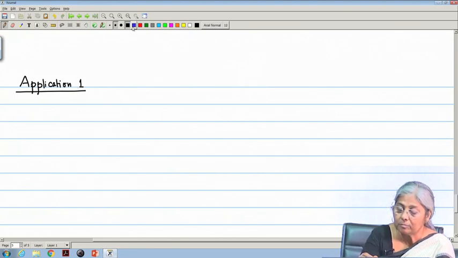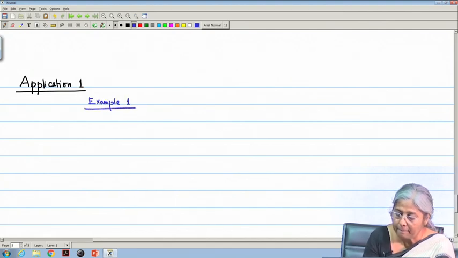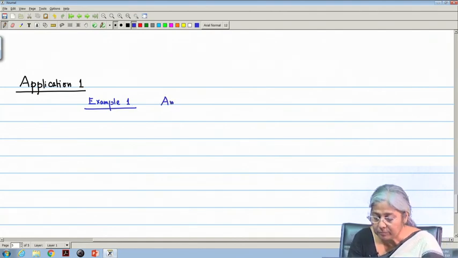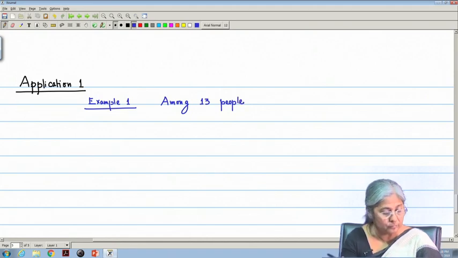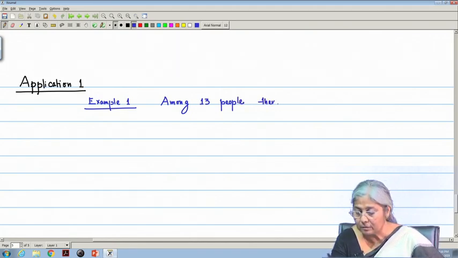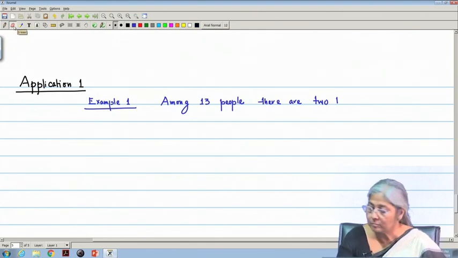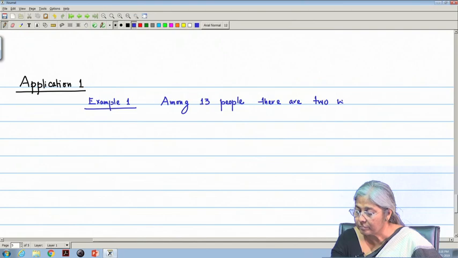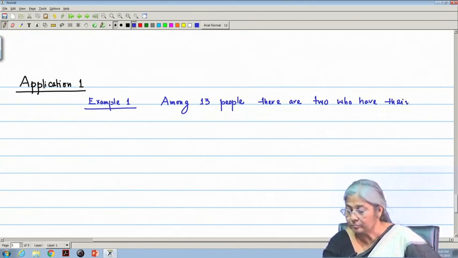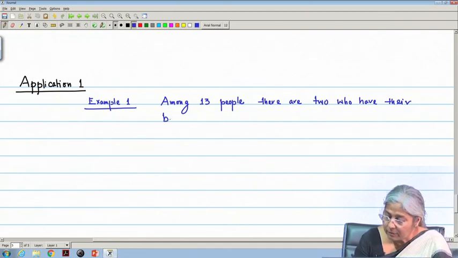Say we are giving some one example, we are taking, say, example 1. Say among 13 people, there are 2 who have their birthdays in the same month.